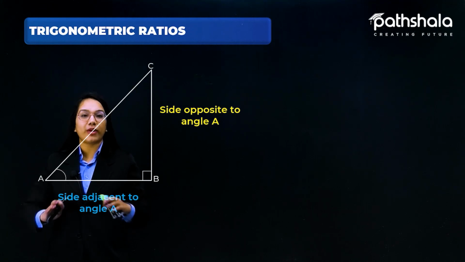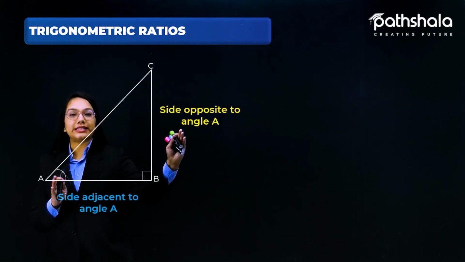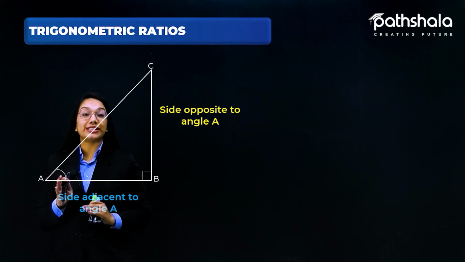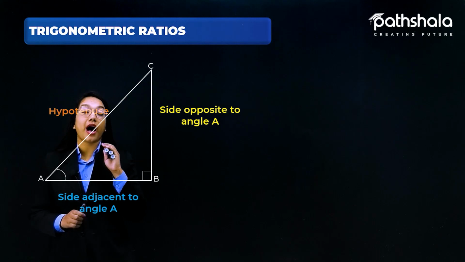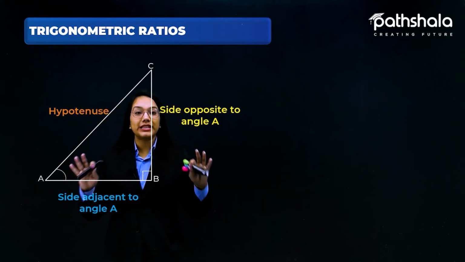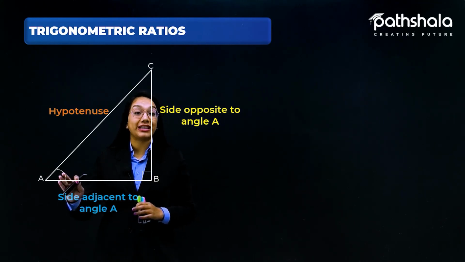Always remember, when this angle is in my concentration, with respect to this angle, this side is called the side opposite to A, this side is called the side adjacent to the angle A, and this side is definitely called the hypotenuse. So this is the whole notation of the different sides and the angles if I'm taking the angle A.